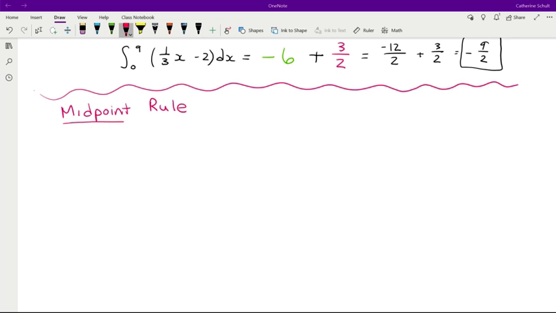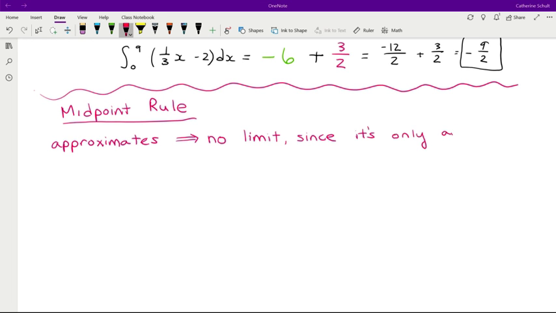And this approximates the area. So the midpoint rule just approximates it. It doesn't give us the exact area. And because it just approximates it, because it's not the exact, we're not going to take the limit. So no limit is involved since it's not the exact area. So we're not going to look at infinitely many rectangles. They're going to tell us how many rectangles to look at.